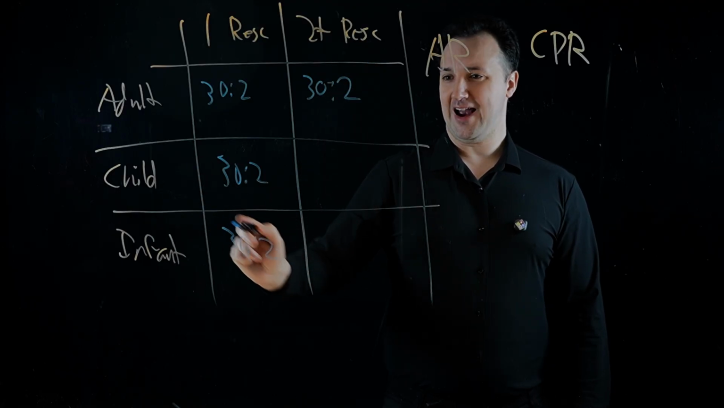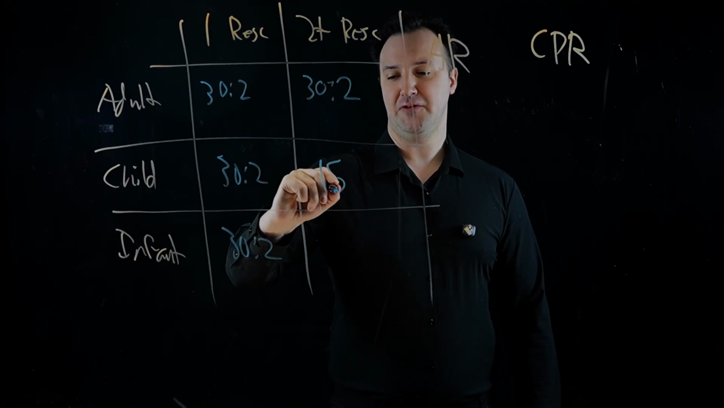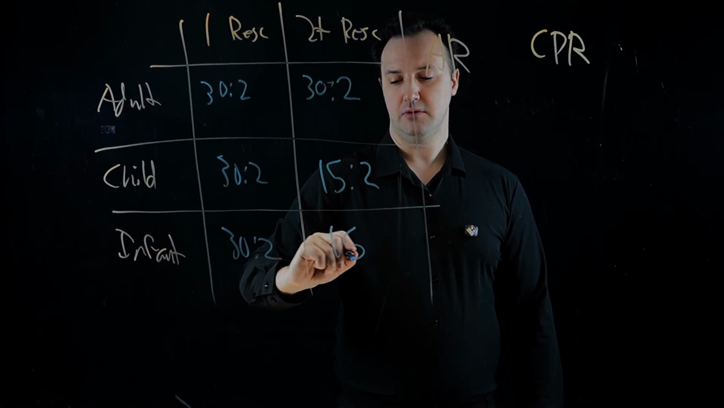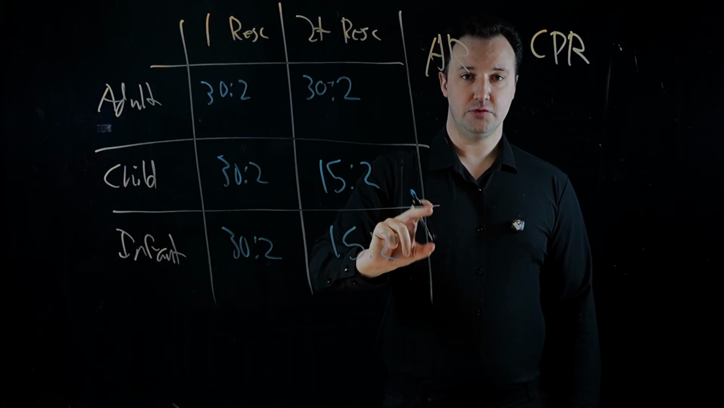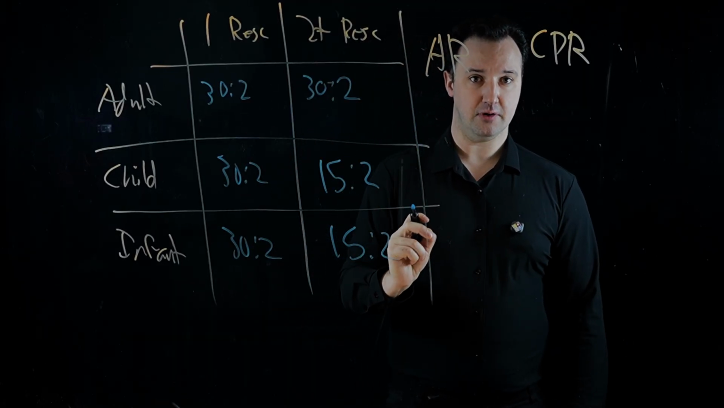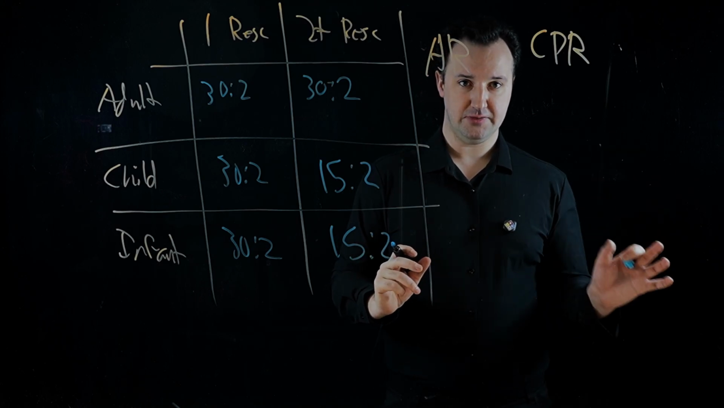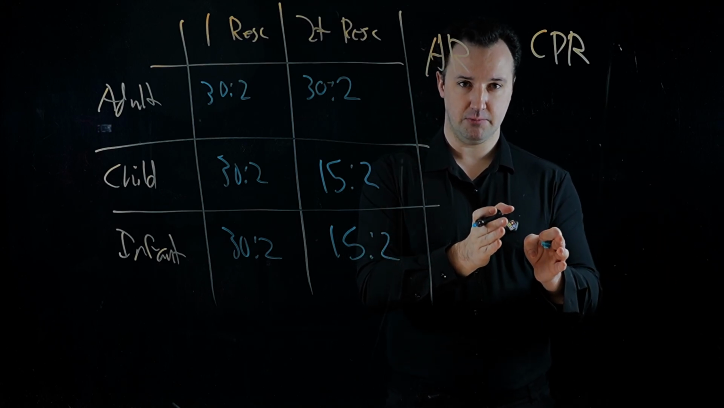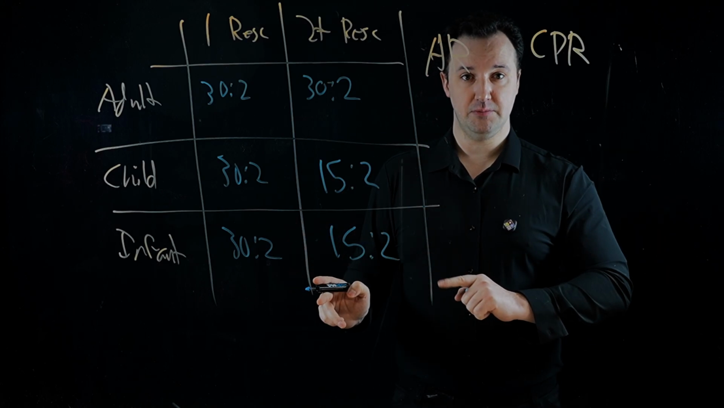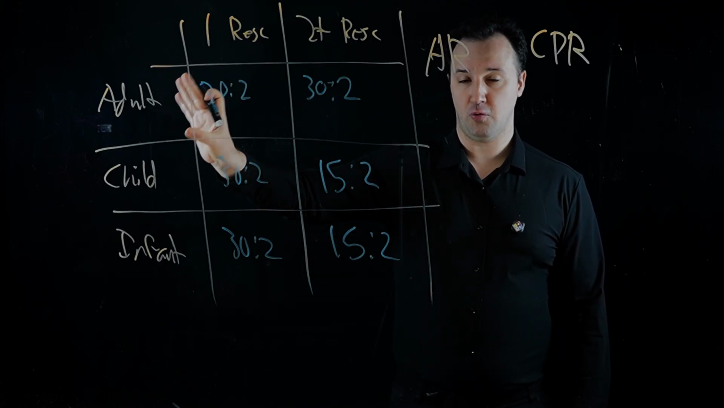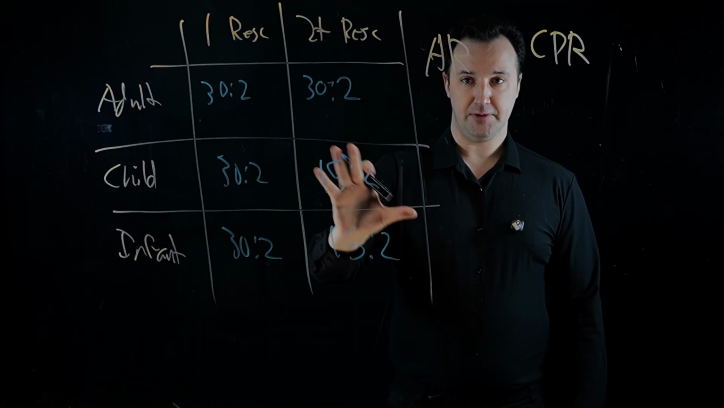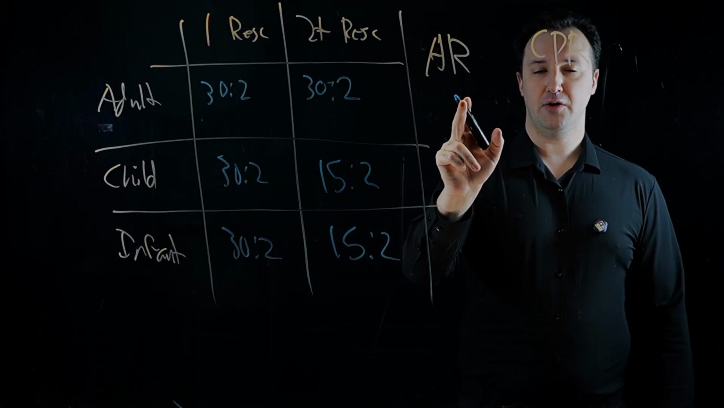2+ rescuer, child and infant is a ratio of 15 to 2 instead of 30 to 2. This requires you to be much faster at going between compressions and breaths to minimize those interruptions to compressions than the lay person would be with a standard, adult resuscitation workplace first aid course that they're taking. So this is different. When do you do artificial respiration?